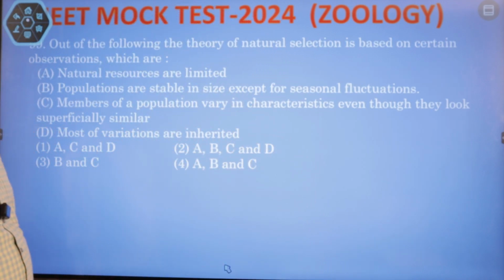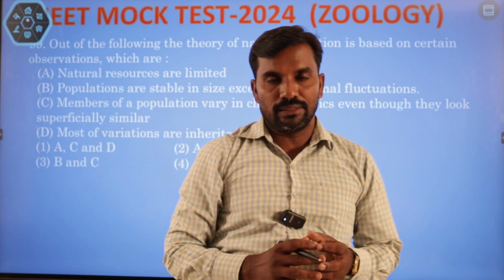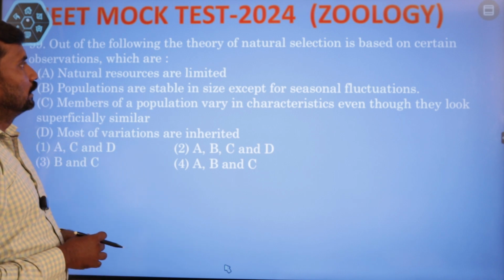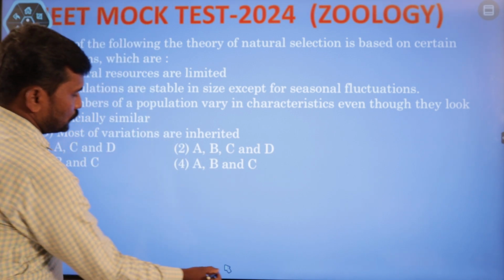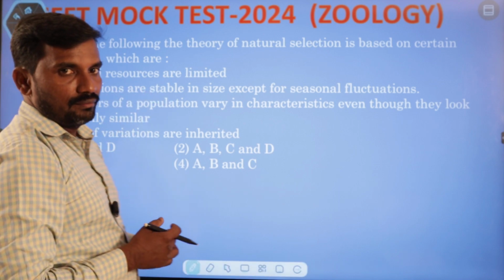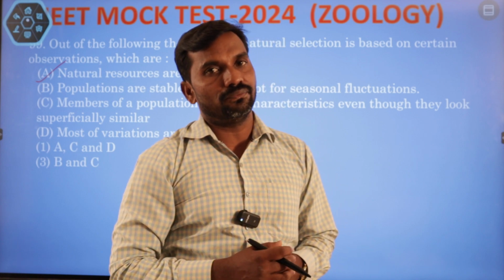Question number 99. Out of the following, natural selection is the most important theory of Charles Darwin, who is considered the father of evolution. Observation: natural resources are limited. Whenever natural resources are limited, a big competition happens over the place.